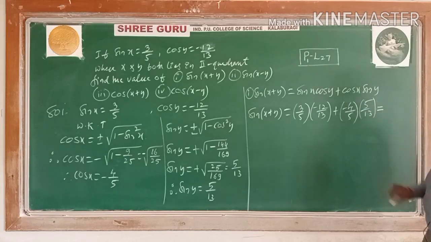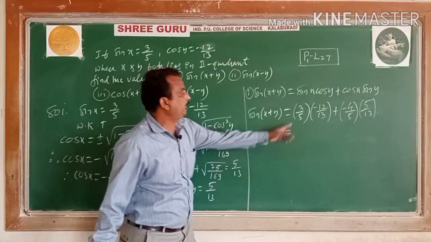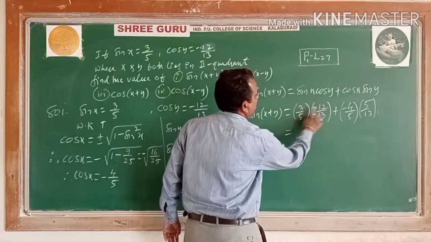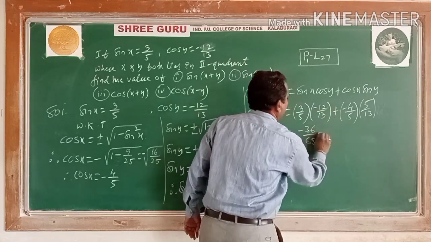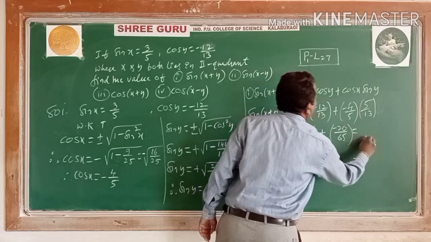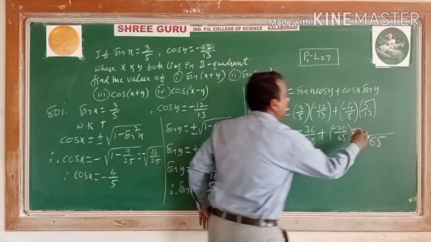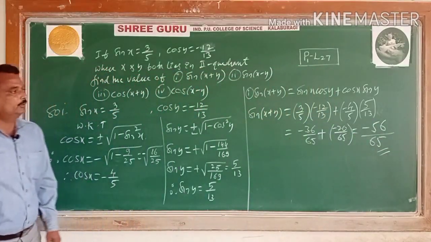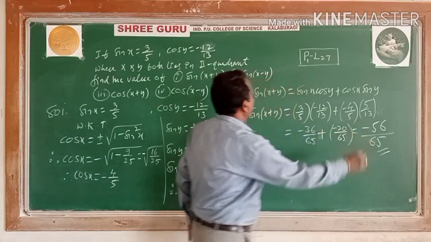Let us simplify here. In the denominator it is 5 into 13, which is 65. So this is minus 36 by 65 plus minus 20 by 65. 65 is the LCM here. Minus 36 and minus 20 gives minus 56, so minus 56 by 65. This is the first one.